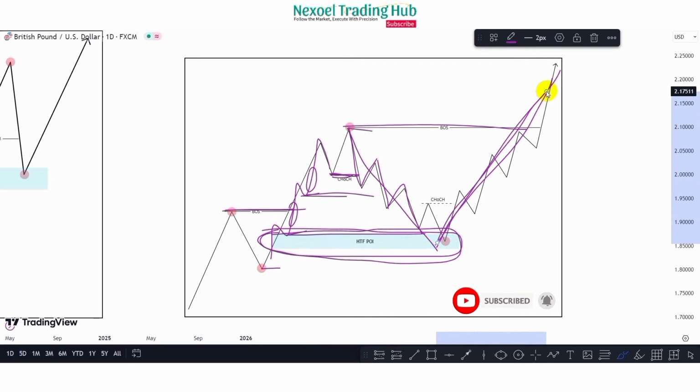So now guys, I'm going to take you to the real-time chart example so that you can have a practical understanding of this. So guys, let's head to the real-time chart example.